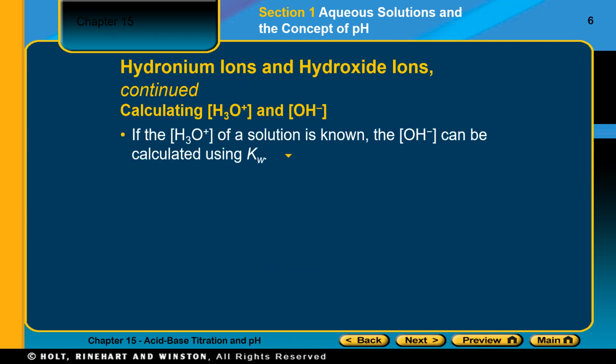If the hydronium ion concentration of the solution is known, it's different than the one we just did. The one we just did, we knew the hydroxide ion concentration. But let's say this time we know the hydronium ion concentration. Well, then the hydroxide ion concentration can be calculated using the Kw as well. So let's say we have a hydrochloric acid solution, HCl, and the concentration of this solution is 1.0 times 10 to the minus 4 molar.